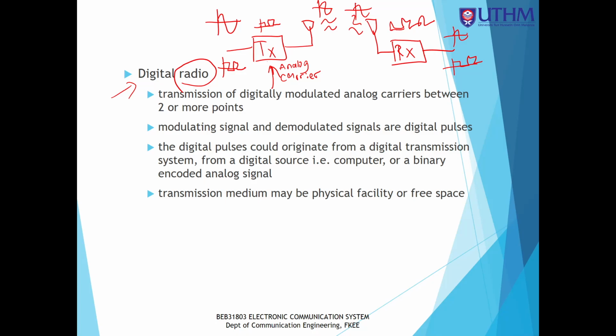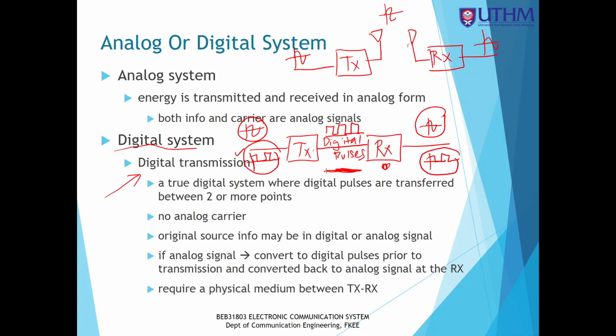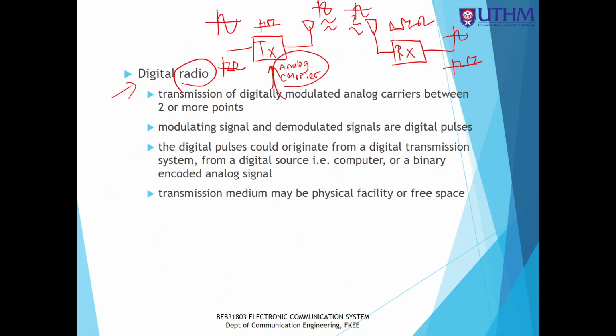Okay, so another good thing is that we can transmit at longer distance using a digital system. Okay, so ini boleh faham, okay. Remember, for the digital radio, we use the analog carrier. Berbeza dengan yang tadi, in digital transmission, there's no analog carrier. Tidak melibatkan analog carrier. Itu perbezaan dia. Dan dalam case ini, we are using a low frequency. Compared to this one, we use a high frequency, radio frequency or very high frequencies.